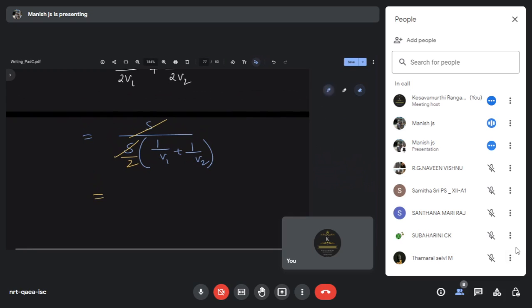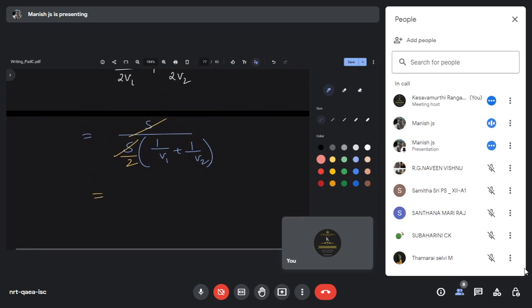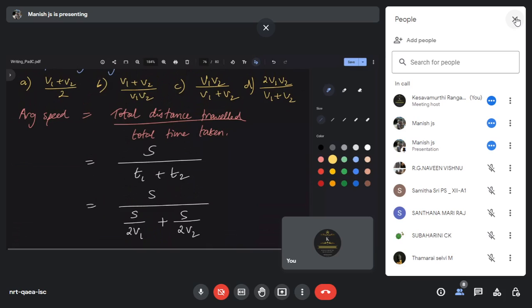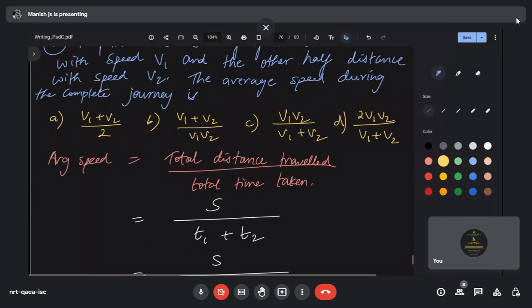So I took 2 common out. That 2 becomes a reciprocal and comes up. So 2 times v1 v2 divided by v1 plus v2. So that is the answer. Okay? So that is the average speed. I hope it is clear. Okay, so this is the answer. So the answer is option D.